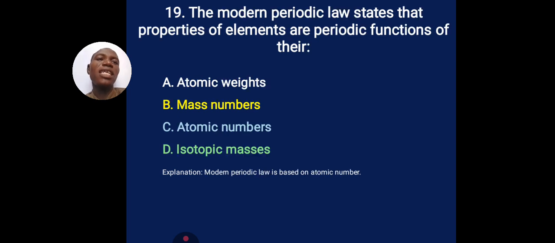Okay, question 19. The modern periodic law states that properties of elements are periodic functions of their atomic weight, mass number, atomic number, or isotopic masses. You need to know this, seriously. And the correct answer is what? Atomic number. This is the modern law of the periodic table.